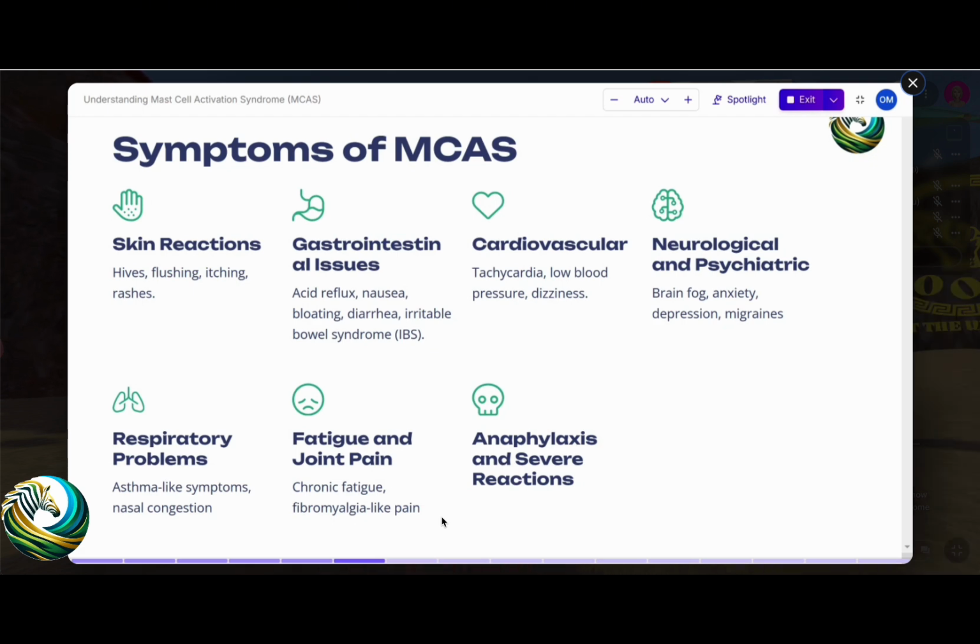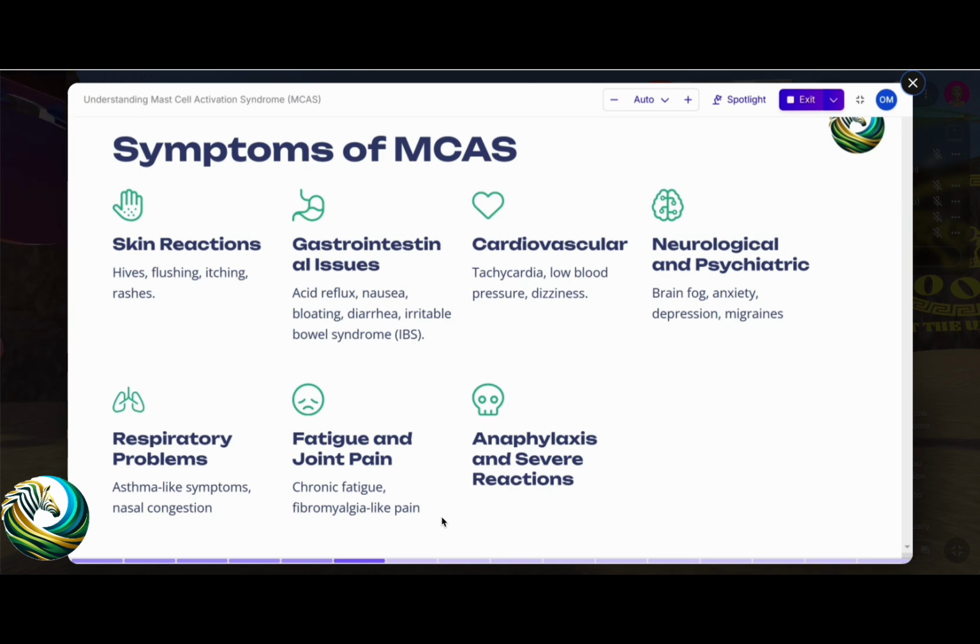First of all, skin reactions like hives, flushing, itching, and rashes. We have gastrointestinal issues like acid reflux, nausea, bloating, diarrhea, and IBS. Cardiovascular symptoms like very fast heartbeat, low blood pressure, dizziness. Neurological and psychiatric symptoms like brain fog, anxiety, depression, and migraines.